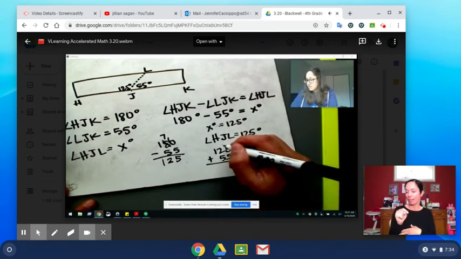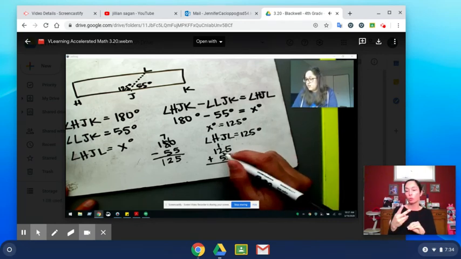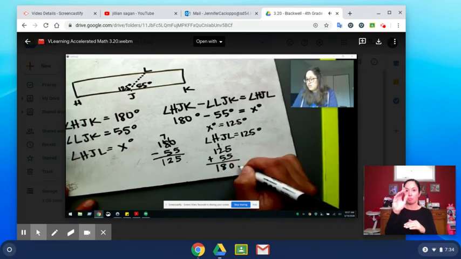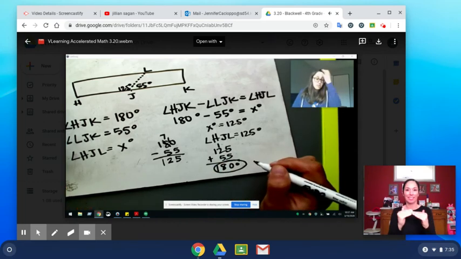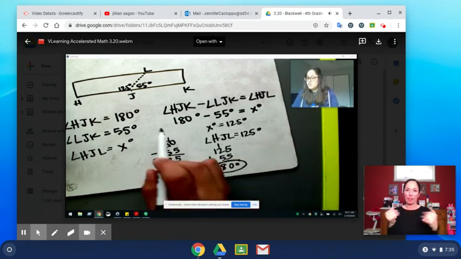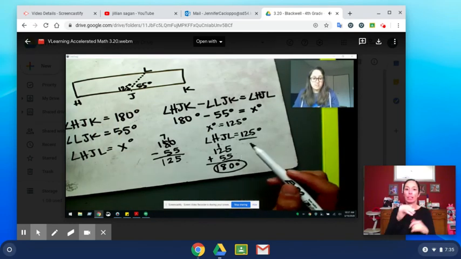5 plus 5 is 10. I'll regroup. 5 plus 2 plus 1. 5 plus 2 is 7. Plus 1 is 8. Bring down that 1. I get 180 degrees. So we were correct, right? We found that straight angle, 180. So the measure of that missing angle, HJL, was 125 degrees.